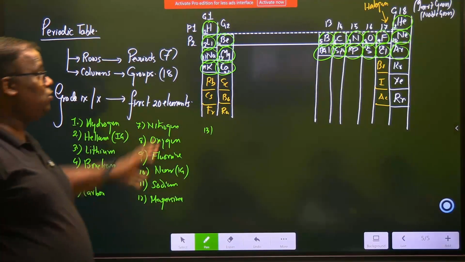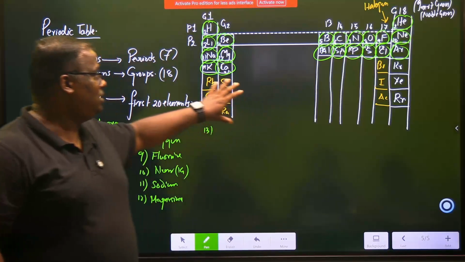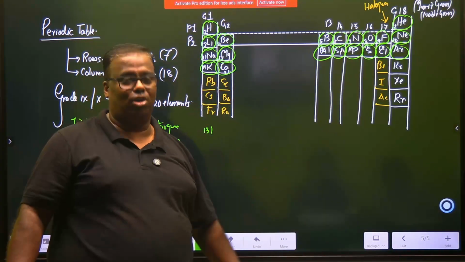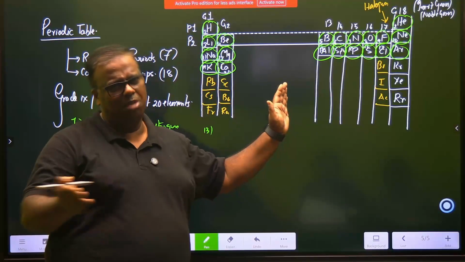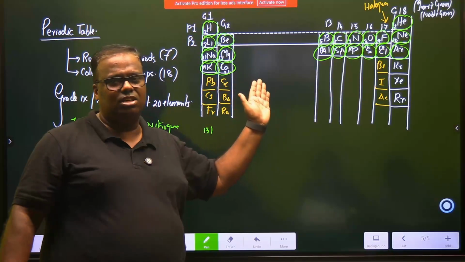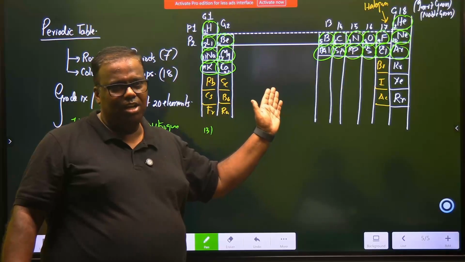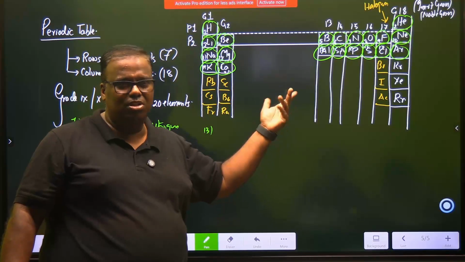Further there is this also, these are known as the transition elements, the D block. Here all metals will come up. Tungsten, iron, vanadium, chromium, scandium, all these you will get.